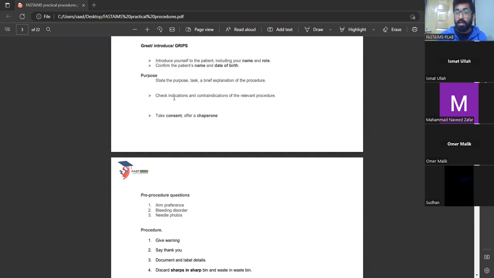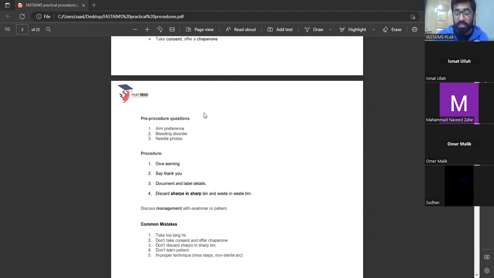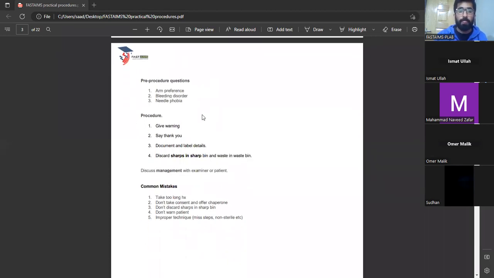And then, I understand that we are going to pass the catheter in your private parts, so there would be a member of staff called a chaperone, and the chaperone will be here. So offer a chaperone and take consent. These are important things. You have to mention them. People often forget about taking consent and offering a chaperone.